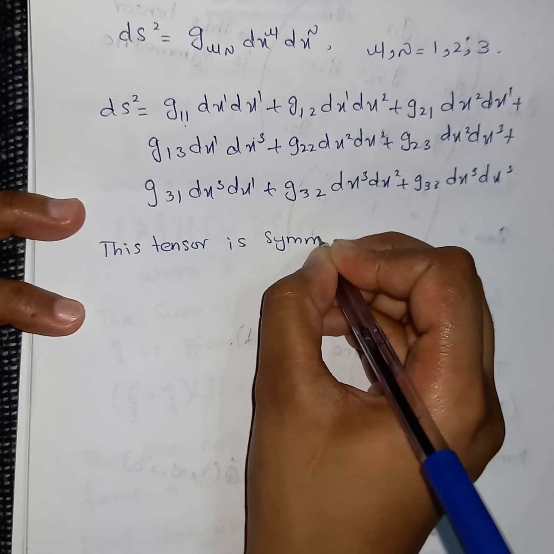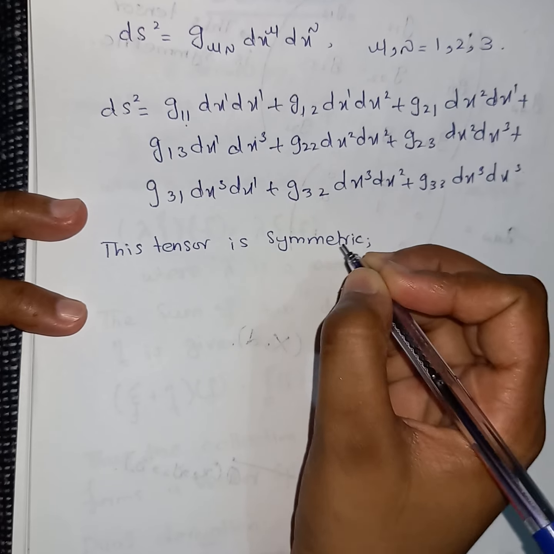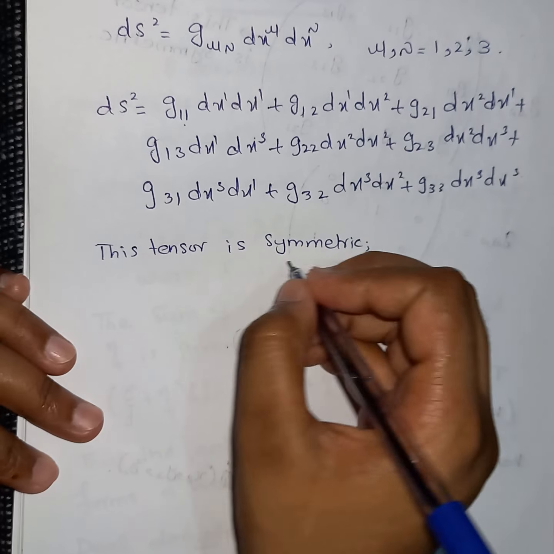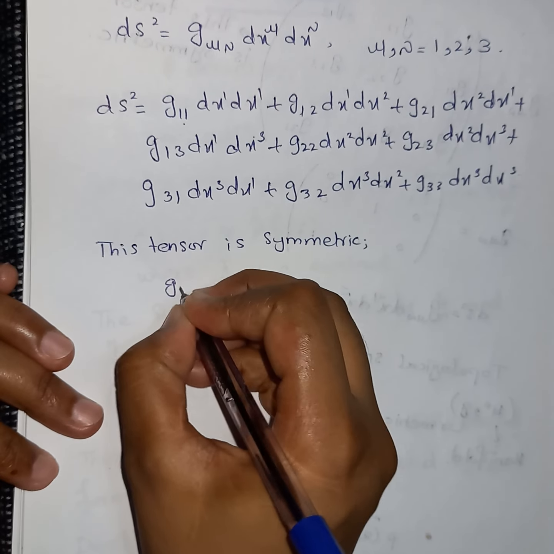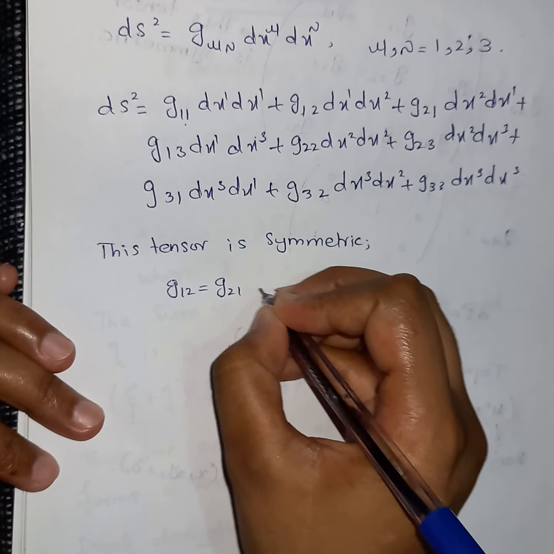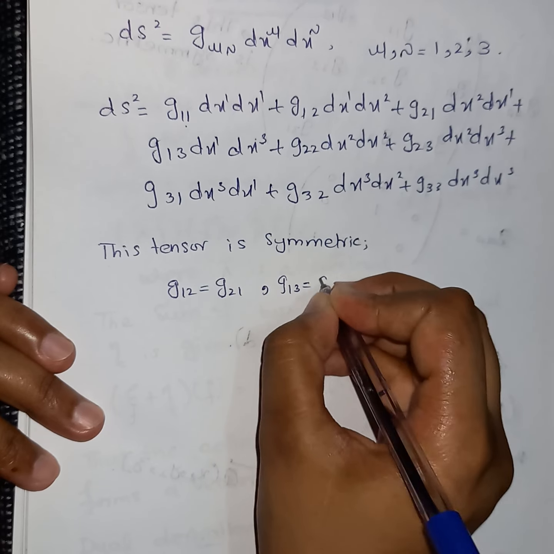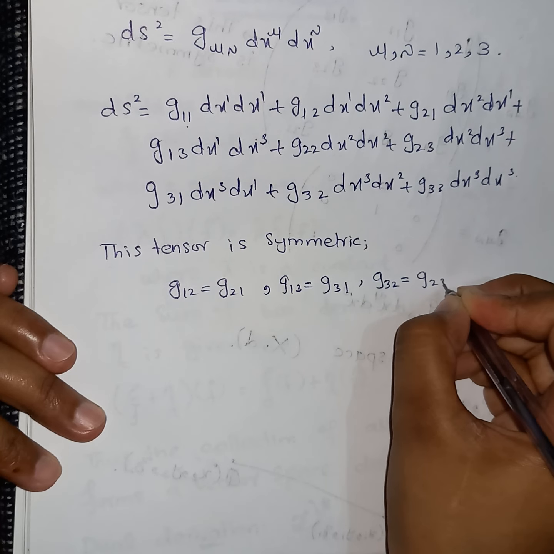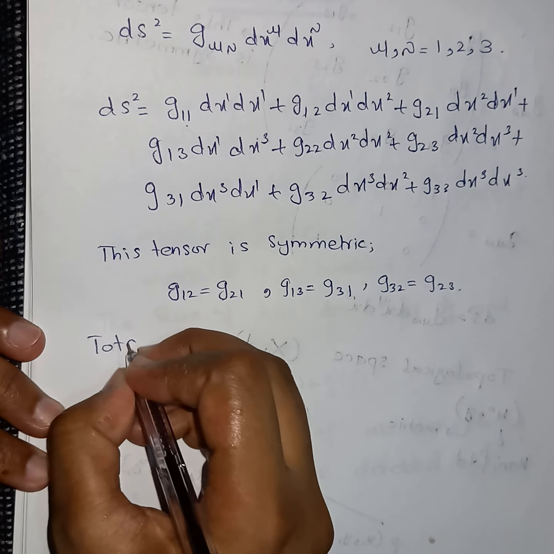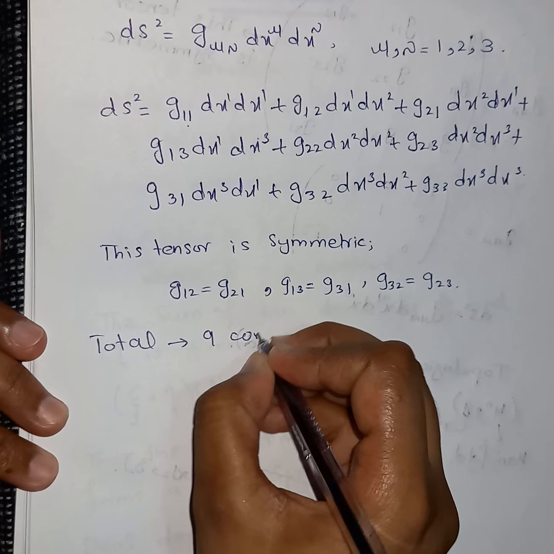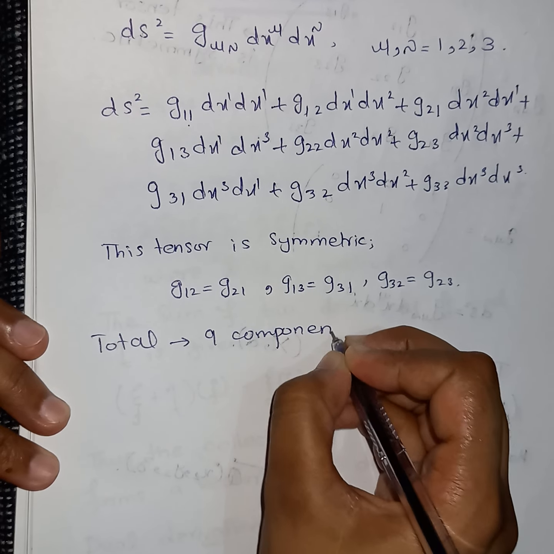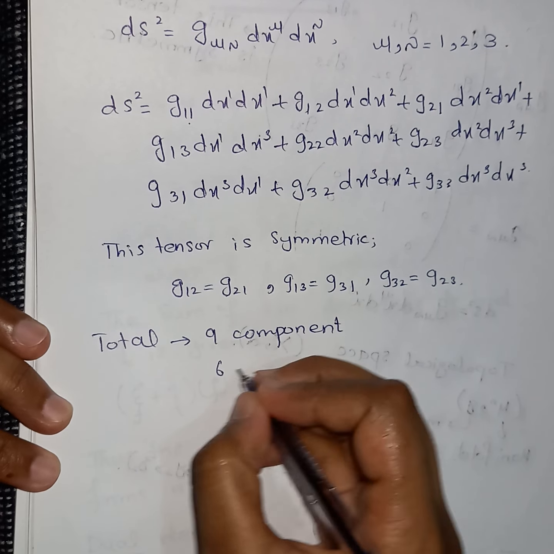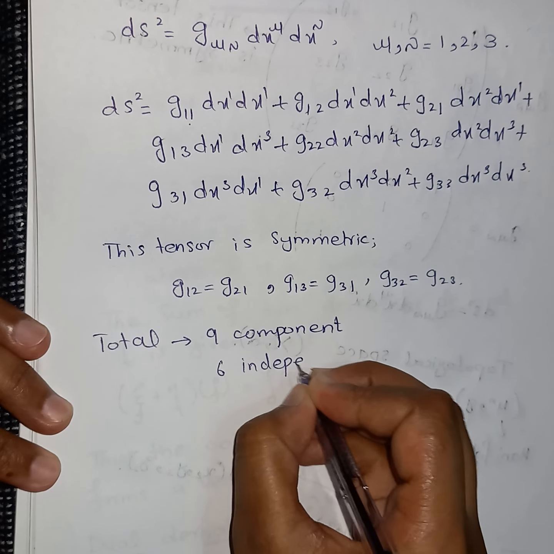is symmetric, and keep in mind that we can derive or obtain all the geometries from this metric tensor. This tensor is symmetric, that means g12 is equal to g21, g13 is equal to g31 and g32 is equal to g23. So total there are actually 9 components, and due to these 3 symmetric components we get 6 independent components.